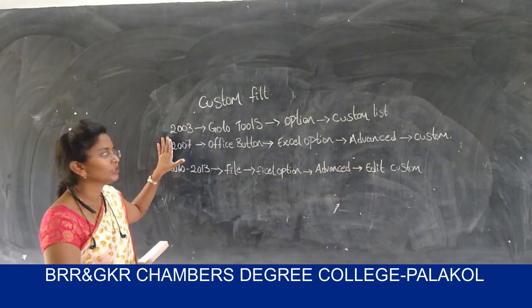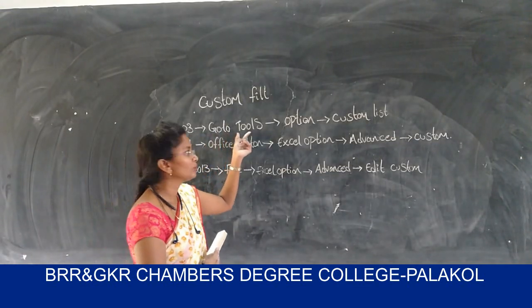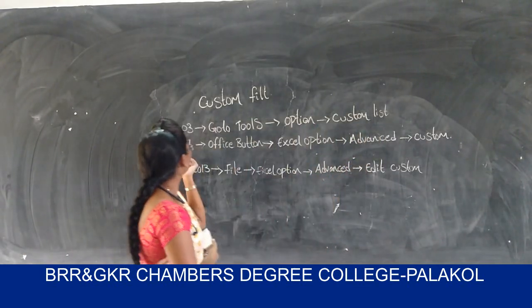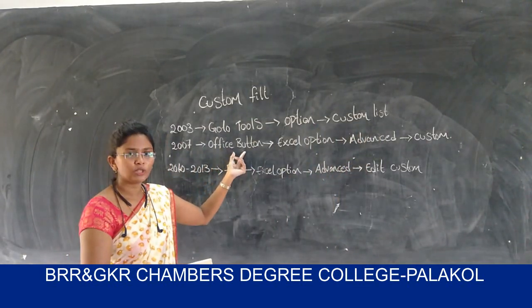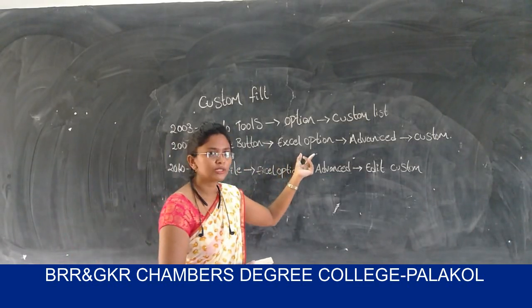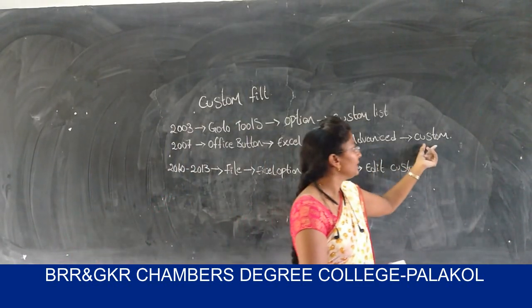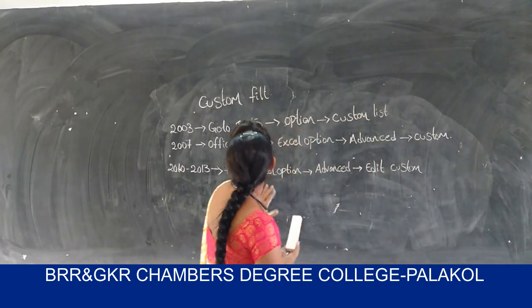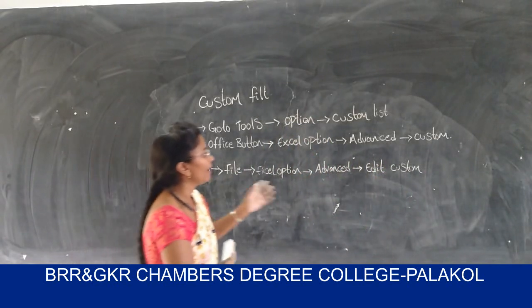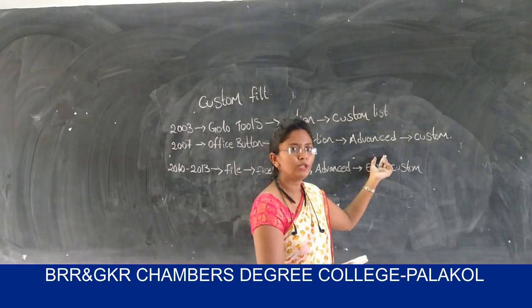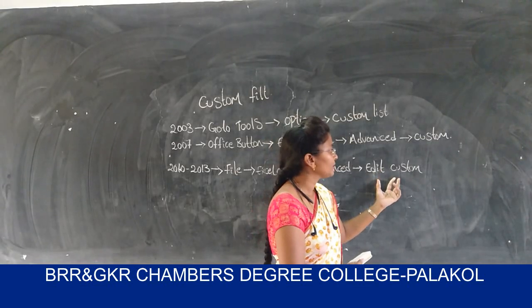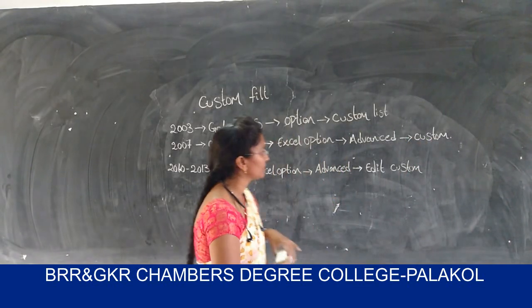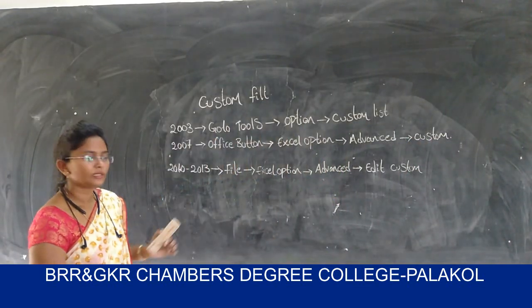Going for 2003 version, this is the format. First of all, go to the tools option and then click on the options button and then click on the custom list. For 2007 version, first of all, click on the office button and then Excel options and then advanced options and then custom. You have to scroll down here. For 2007 and 2010, after clicking on the advanced option, scroll down, you will find the edit custom in the 2010 to 13 version. In 2007 version, you will find the custom option. This is the way to open the custom list.